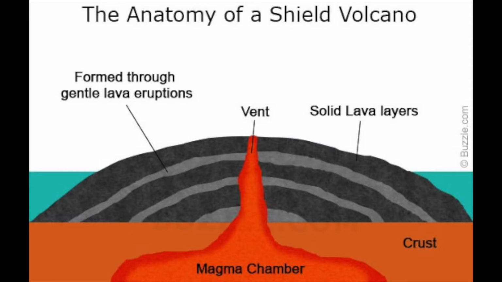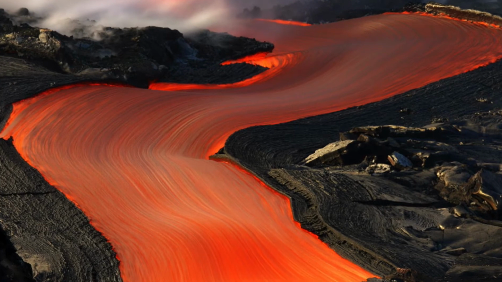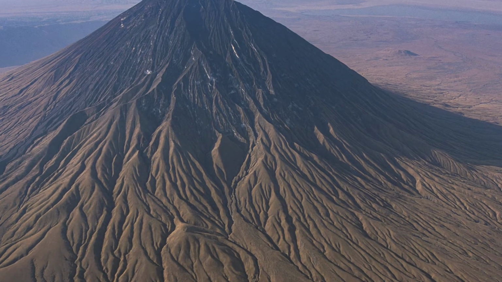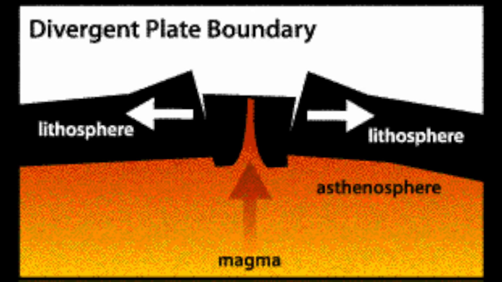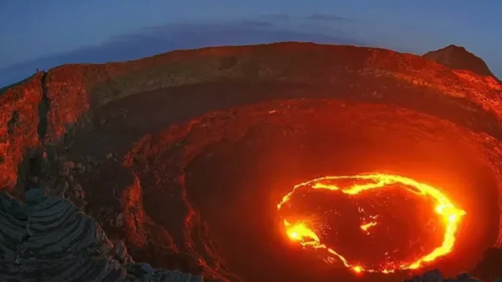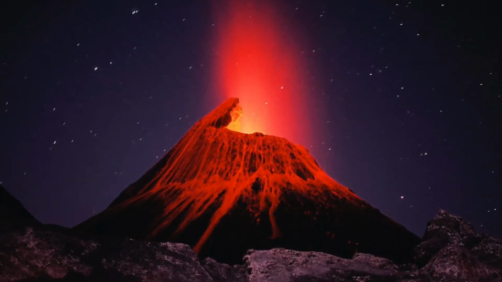Shield volcanoes are formed by lava flows of low viscosity. Lava of low viscosity is lava that flows easily as it is running. This causes a volcanic mountain building up over time. Shield volcanoes can be found at divergent plate boundaries and hotspots. Many of the largest volcanoes on Earth are shield volcanoes, such as the Mauna Loa volcano in Hawaii and the Kilimanjaro volcano in Tanzania.